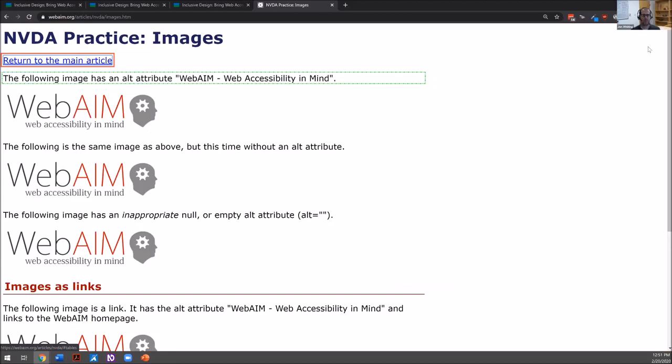Link. The following image has an alt attribute: WebAIM web accessibility. That's what a screen reader will read when it comes to this image. So let me hit down. Graphic, WebAIM web accessibility. So the screen reader told me it was a graphic, and it told me what the alternative text for this is.